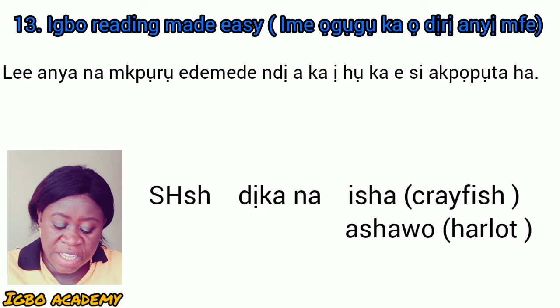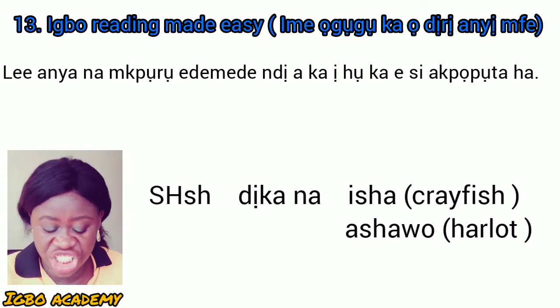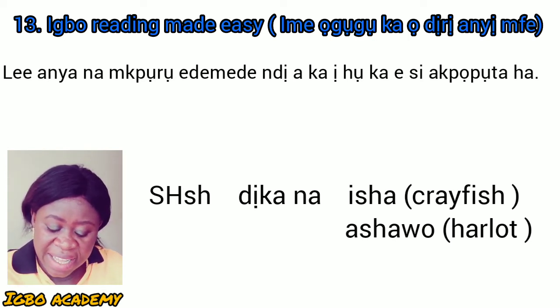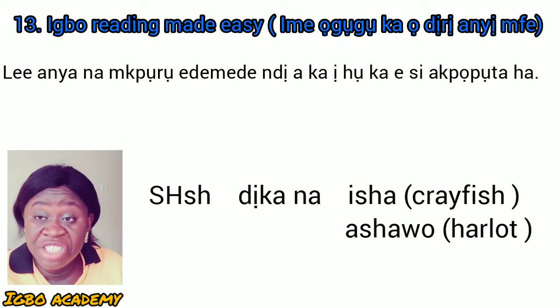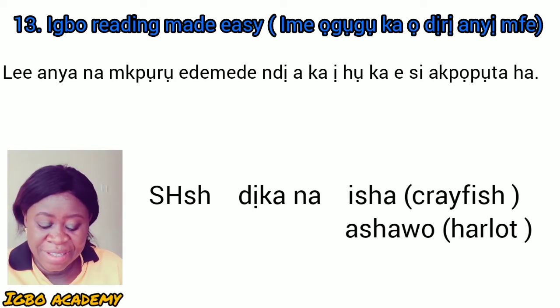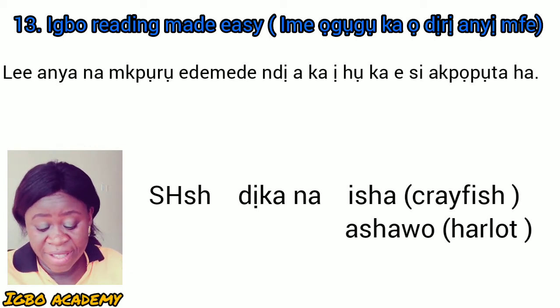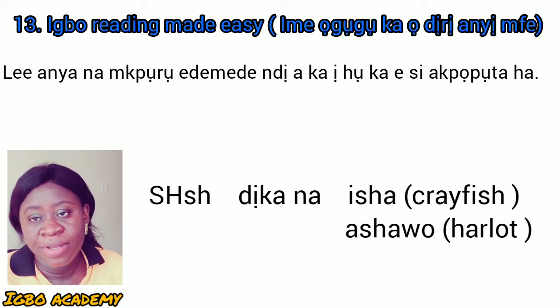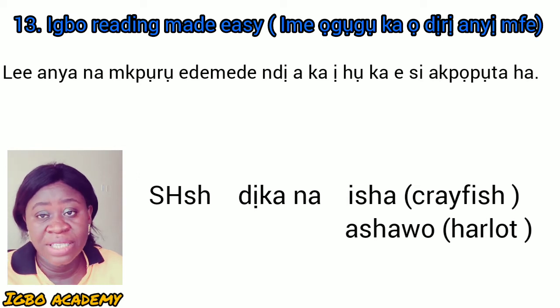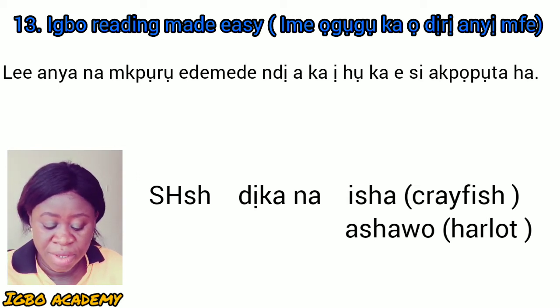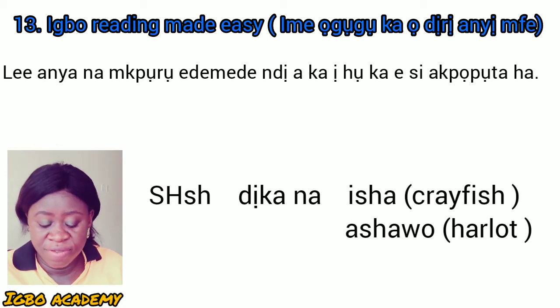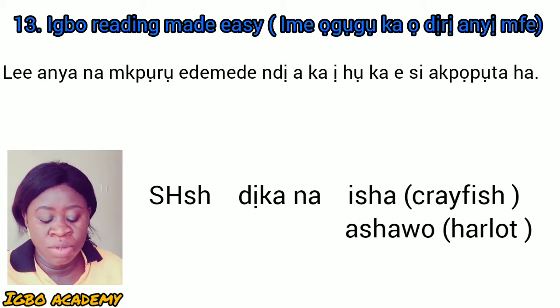Then we go back to S and H, which is sh. Isha is crayfish. Ashawo is an Igbo word too that was borrowed. Ashawo means hallowed. So Isha and ashawo. Ashawo is hallowed and Isha is crayfish in Igbo language. Then now we go back to T.